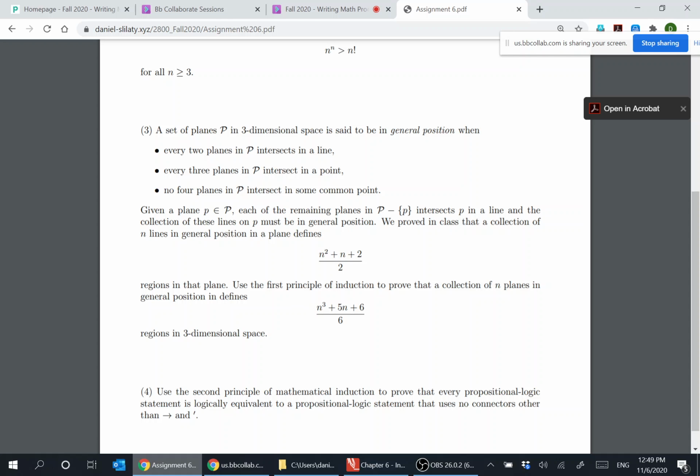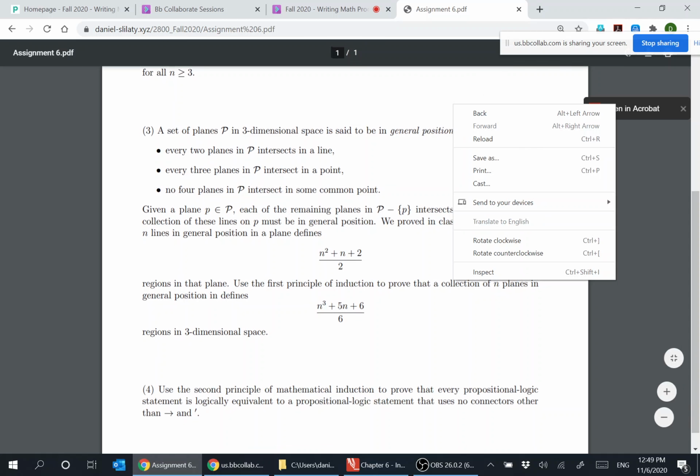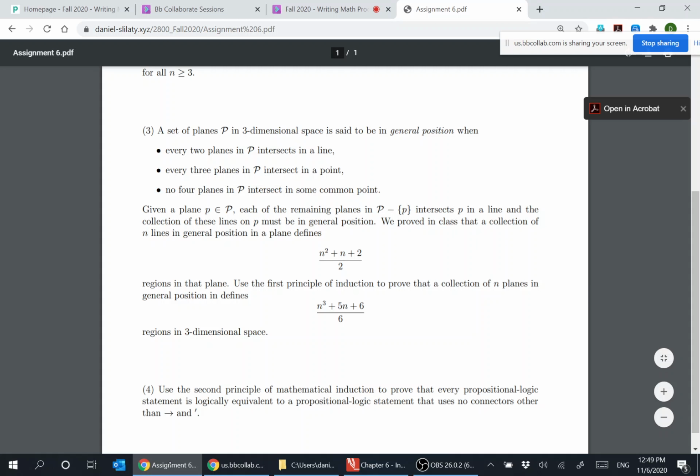So the way that works is as follows. For the induction step, you take n plus 1 planes. You take a collection P. It's got n plus 1 planes in it. Okay. Then you take one away, just like we did in this one. You take one plane away.